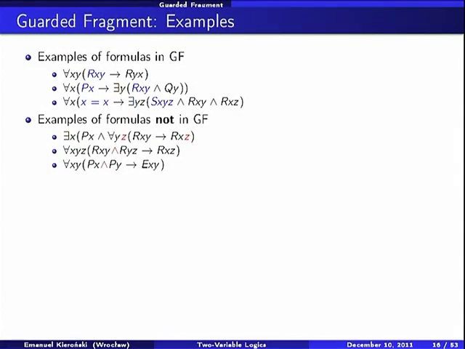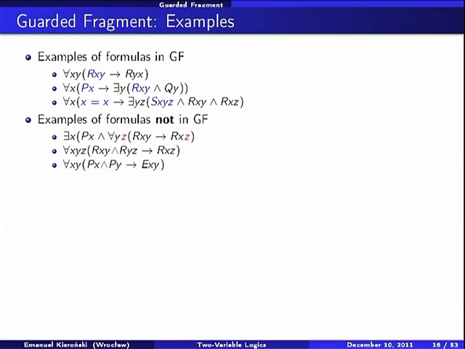Some formulas which are not guarded are, for example, the first formula which says that there exists x satisfying p, and for all y, z, if r(x,y) something, yes? r(x,y) is not a proper guard here because it does not contain z. The next formula defines transitivity of a binary relation. It is not a guarded formula because it is relativized by a conjunction of two formulas and not an atomic formula.